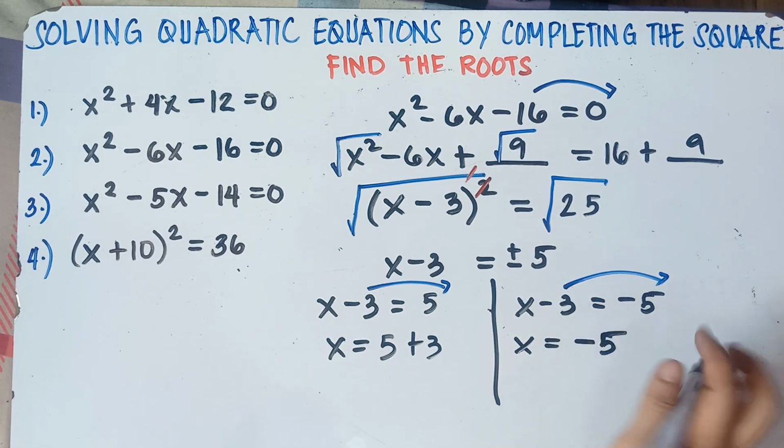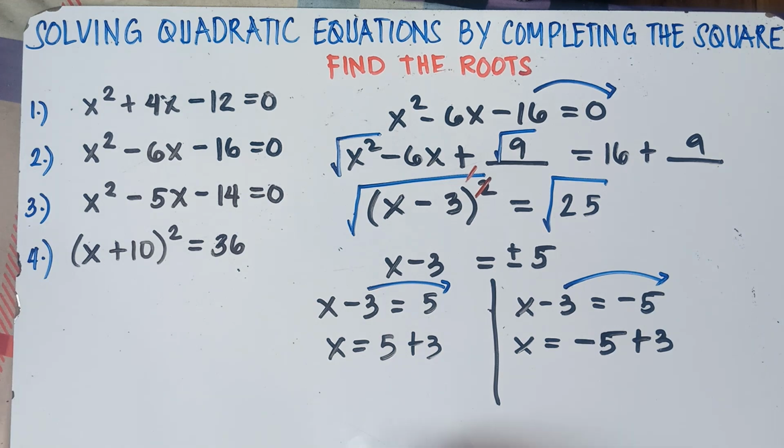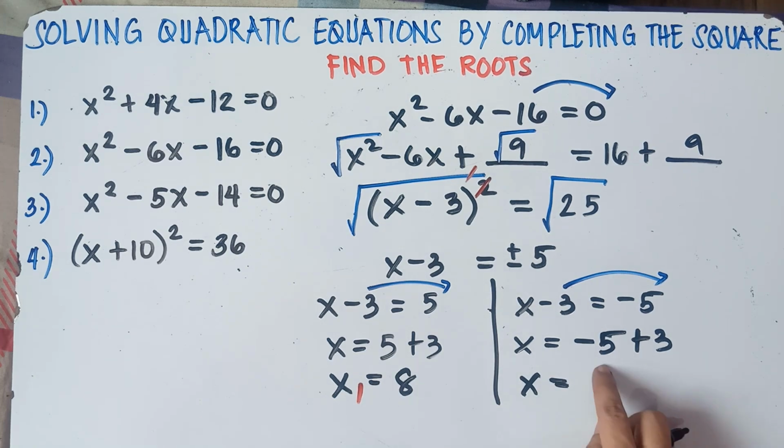This is negative 3. It will be positive 3. Alright, so x equals 5 plus 3. That's 8. That would be our x sub 1. And then the other one, x equals negative 5 plus 3.